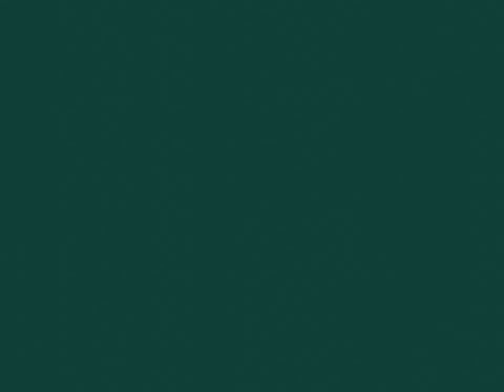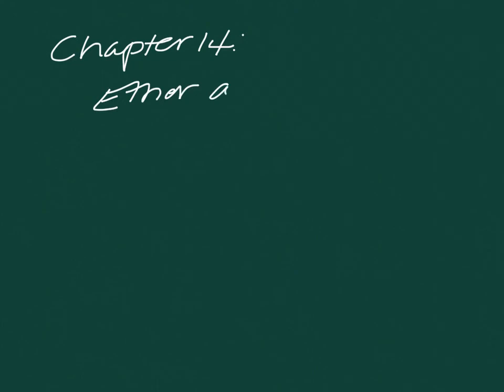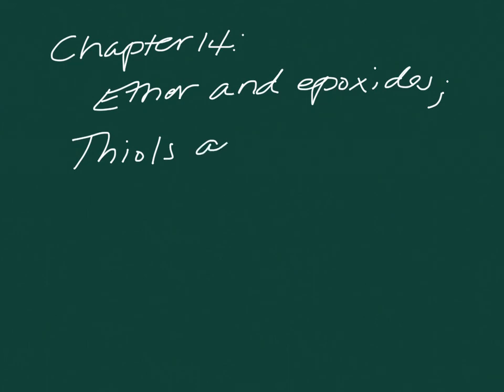This is chapter 14 of the Klein text. We're looking at ethers and epoxides, and we'll also look at thiols and sulfides. I'm going to break this chapter up into different video segments, just so that you're not sitting for an hour listening to a video.